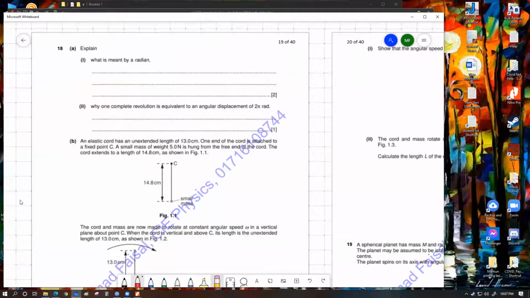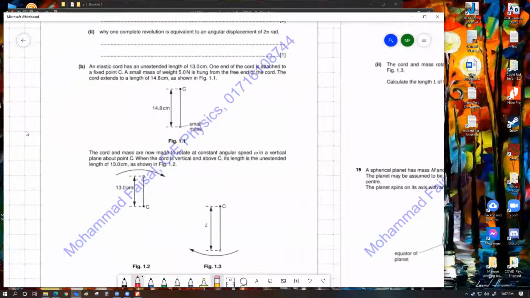আচ্ছা, বি নাম্বার কোশ্চেনটা আমরা একটু ভালো করে খেয়াল করি। এখানে আমাদের তো একটা ইলাস্টিক স্ট্রিং নিয়ে কাজ করতে হচ্ছে, সো এই কোশ্চেনটা একটু ভালো করে খেয়াল করো যে কি হইতেছে এখানে। Have a look. An elastic cord has an unextended length of 13.0 centimeter. One end of the cord is attached to a fixed point C. A small mass of weight 5.0 Newton is hung from the free end of the cord. The cord extends to a length of 14.8 centimeter as shown in figure 1.1.